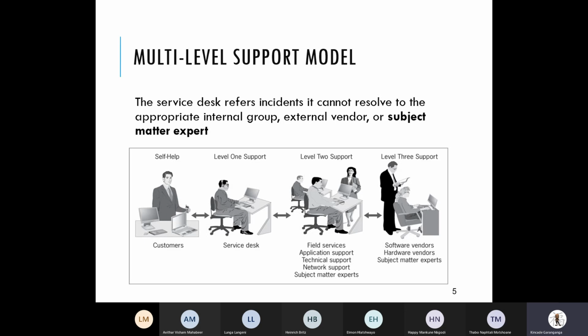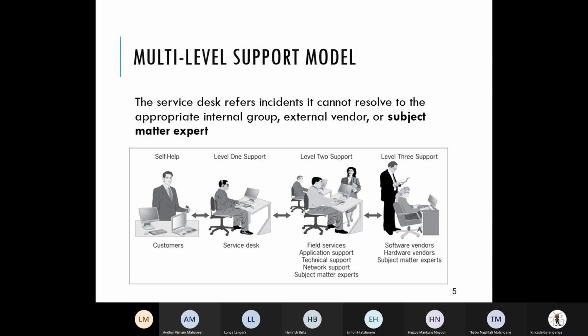They escalated to level 2 support. These are individuals that would include field services all the way down to your subject matter experts. So in this group, you've got application, technical, as well as network support. And then lastly, you've got level 3 support. These are the actual vendors of the software that might be used in that environment, the actual hardware, and again, would also include subject matter experts in that regard.